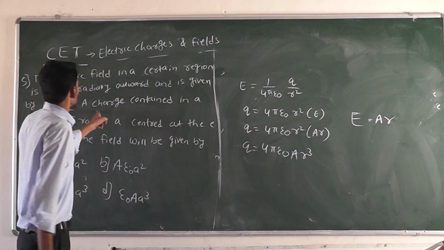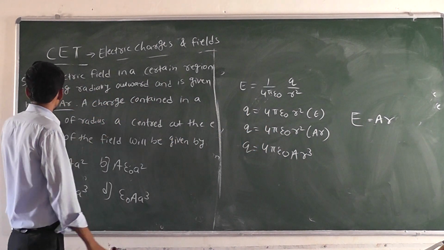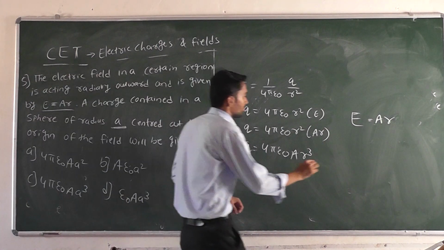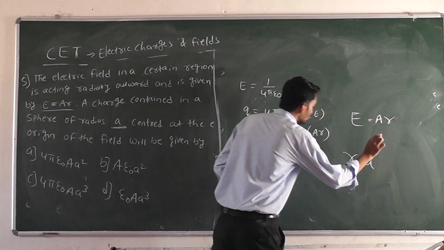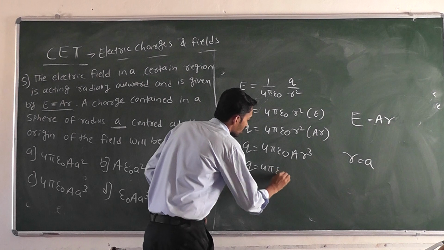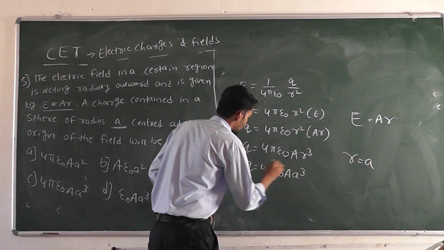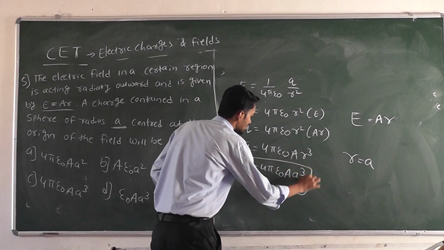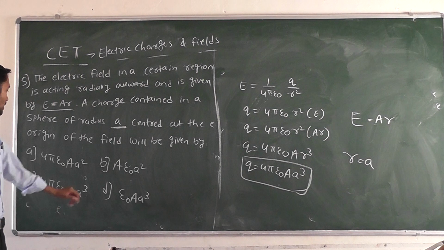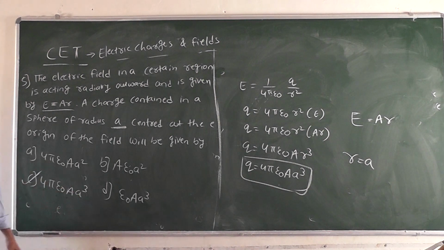Next, a certain charge is contained in a sphere of radius A. So they are considering the radius as A, which means we have to consider r is equal to A. So q is equal to 4 pi epsilon naught A cubed. So we get this equation. See, is this equation there in the options or not? Yes, 4 pi epsilon naught A cubed. So option C is right.